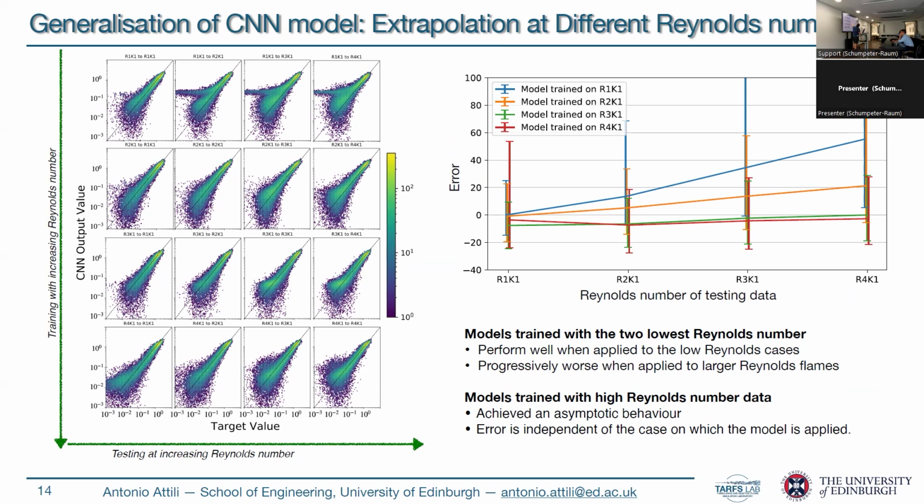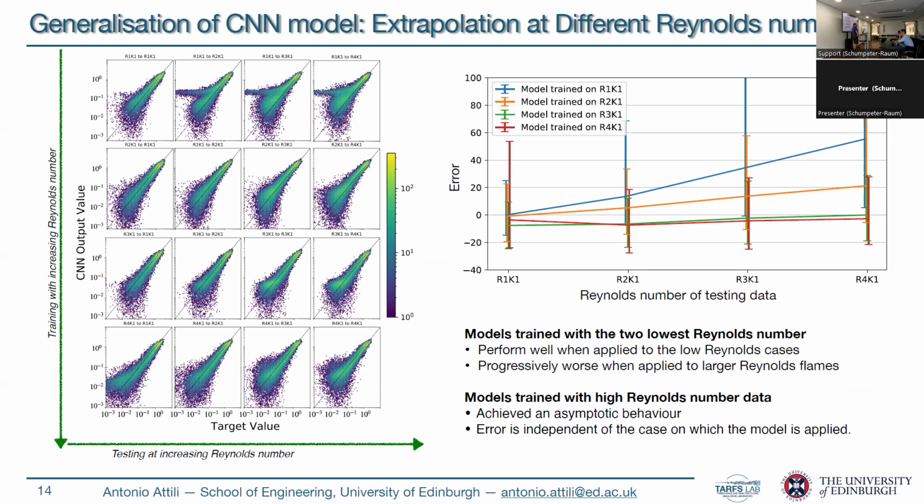The 4 lines here are 4 CNN models trained on flame 1, flame 2, flame 3, flame 4, applied to flame 1, flame 2, and flame 3. Of course, when you train a model on flame 1 and you apply it to flame 1, it works very well. Same for the second, same for the third, and so on. The interesting thing here is to extrapolate. So let's take the model trained on 1 and apply it to all of them. And as you go towards higher Reynolds number, the error increases, right?